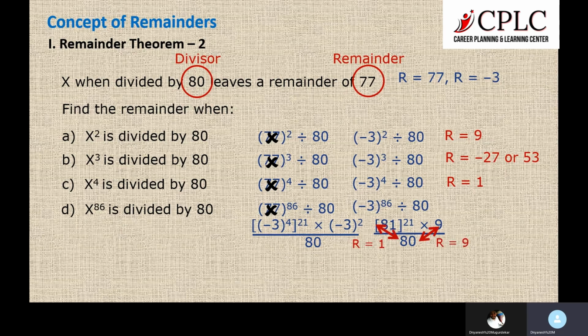As usual, same idea, replace the number by remainder. So in place of 81, we are going to replace 1. 1 raised to anything becomes 1. 1 divided by 80 gives you remainder 1 only. On the right side you get the remainder 9. In between there is a multiplication. 1 into 9, you get the final answer as 9. So once you understand which power will give you the remainder plus 1 or minus 1, you can easily simplify these types of questions, no matter how complicated they seem to be.